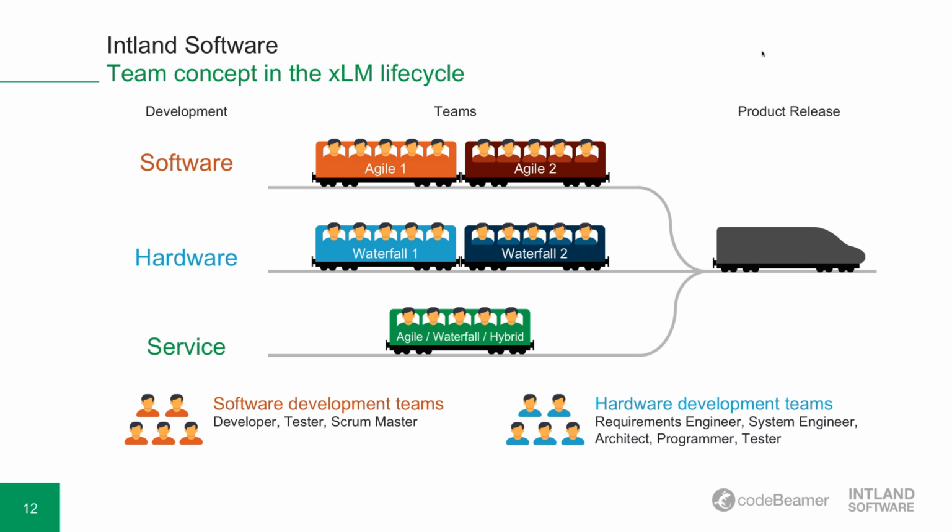So the hardware is usually developed using waterfall type processes, the waterfall methodology, while software development is increasingly supported by agile and scrum processes. Services may also be developed using either of these or a hybrid process combining the benefits of both. Either way, all three of these development streams contribute to the same product, and consequently they should be managed in one single integrated platform.